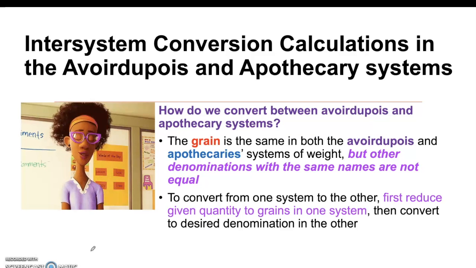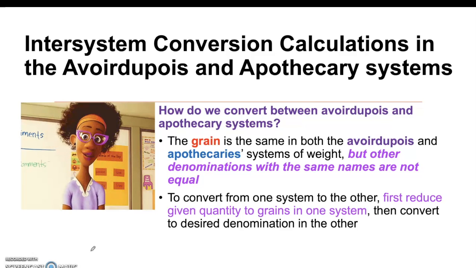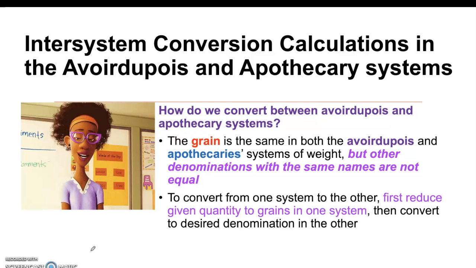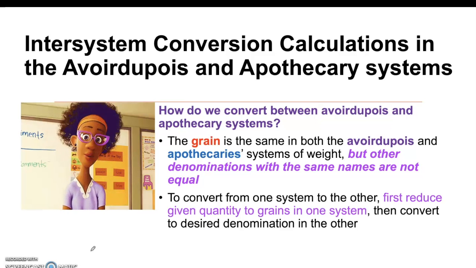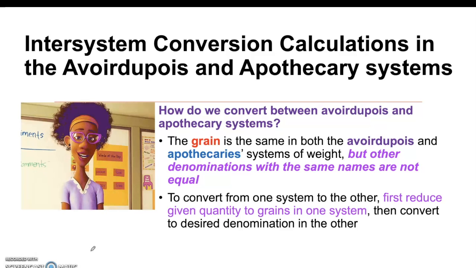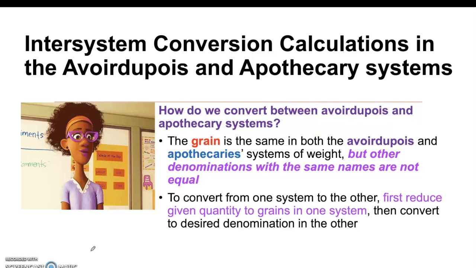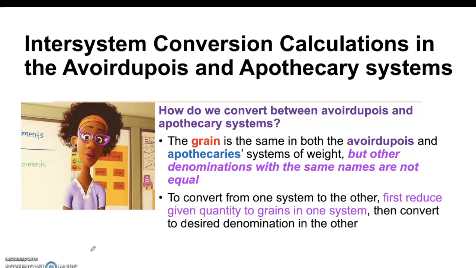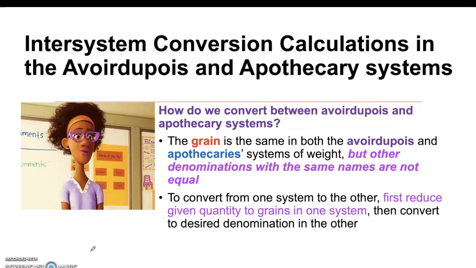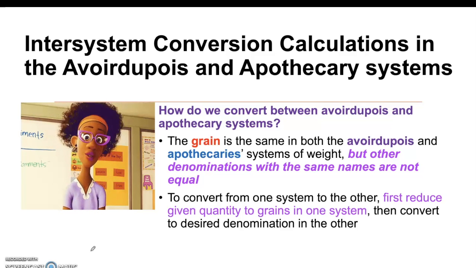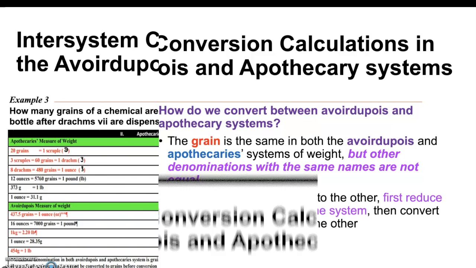The rule of thumb is, if you're converting from avoirdupois to apothecary system, you convert to the grain first, because the grain is common to both systems. So you convert to grains first, and then from grain to whatever unit you desire. So for example, if you're converting from a pound in the avoirdupois system to drams in the apothecary system, you convert that pound in the avoirdupois system to grains first, and then from grains to the drams. And I'll show you an example.